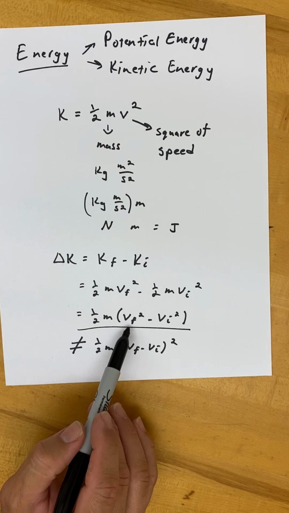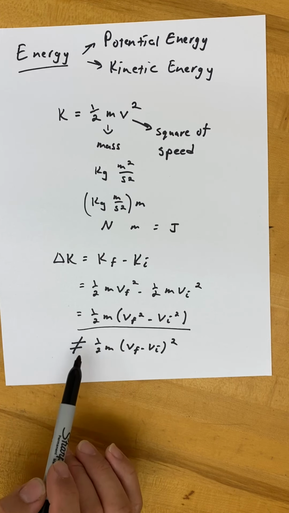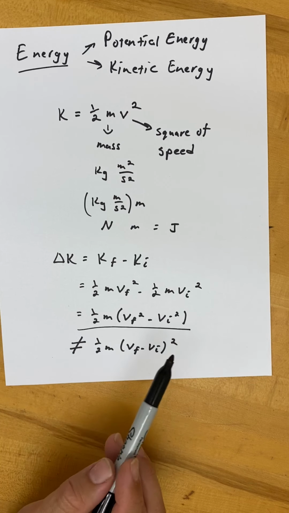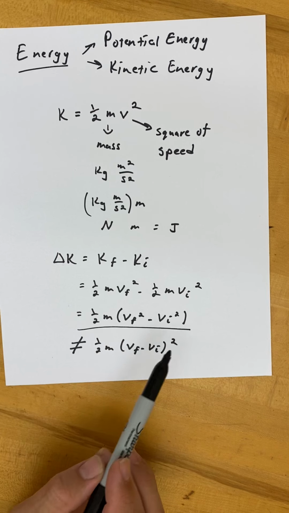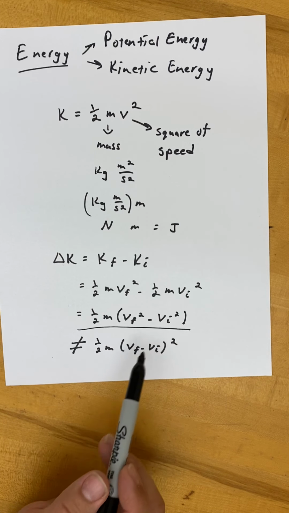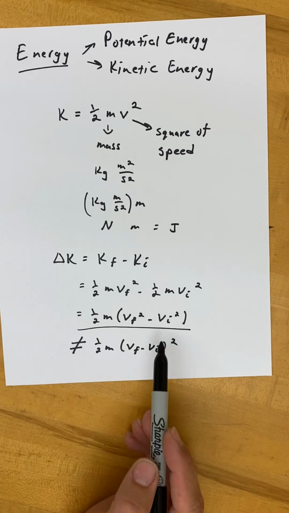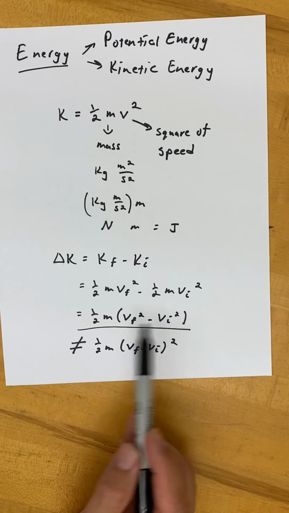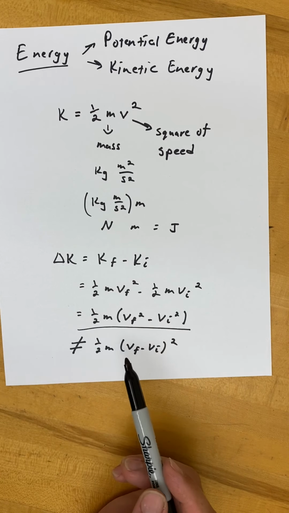A positive value, what would that mean? V final minus V initial. If V final is greater, that means the object or system of objects sped up, and that means my change in kinetic energy is positive. That means that energy entered the object or system of objects. So hopefully we're getting an idea of what I mean when I talk about direction of energy and how positive and negative can relate to that.